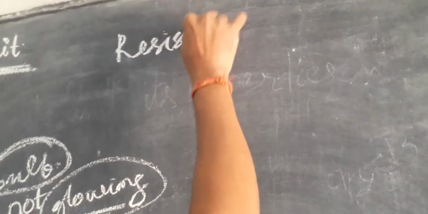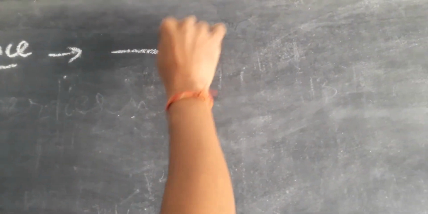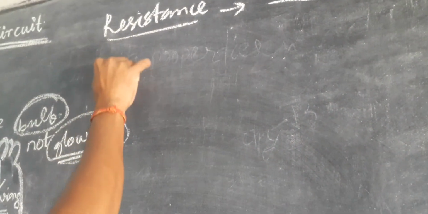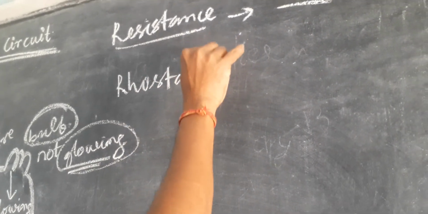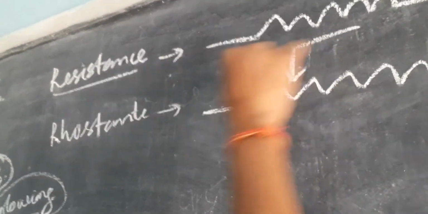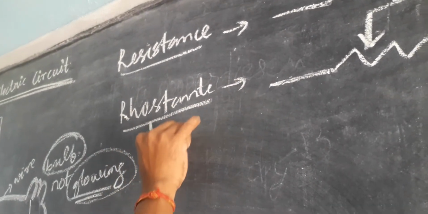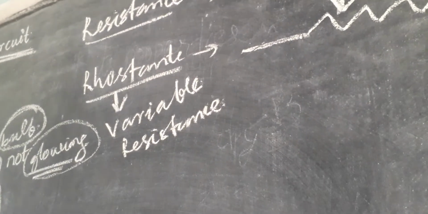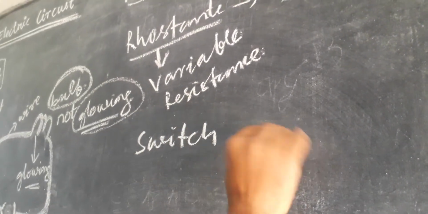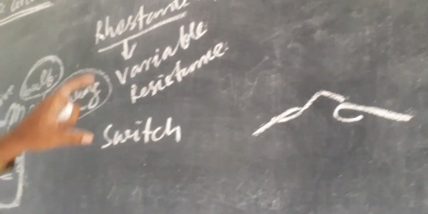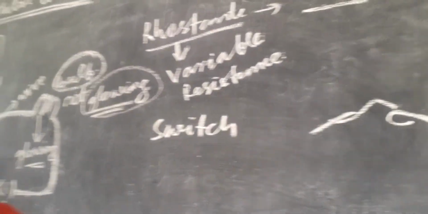And for resistance, which symbol are we using? Just like this. And for rheostat, we use this arrow mark. That means this is also known as variable resistance. Clear? Then for a switch we use a symbol like this. So there are different symbols for different devices, which are already in your NCERT book.